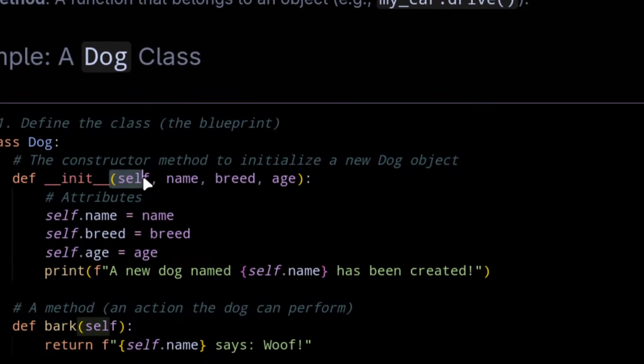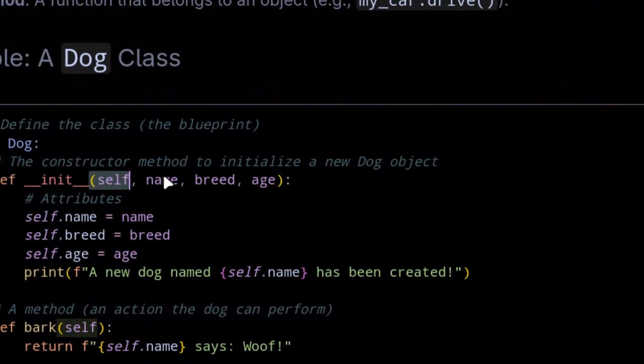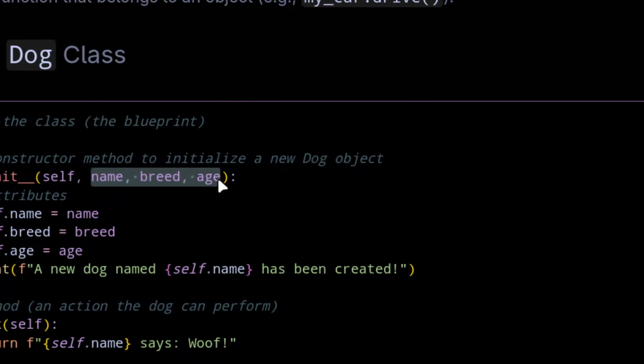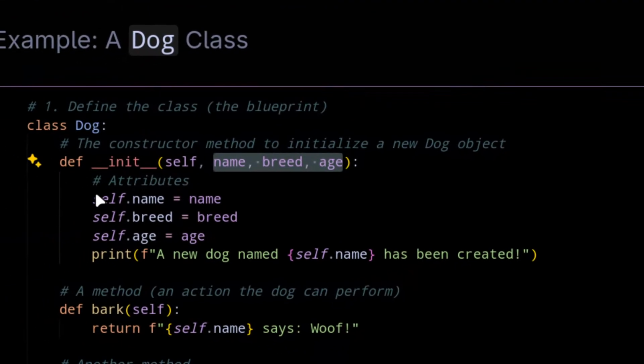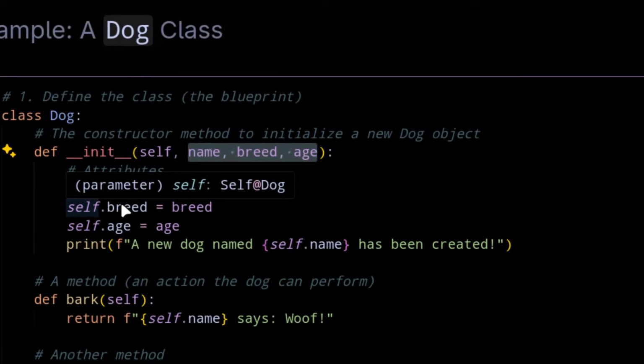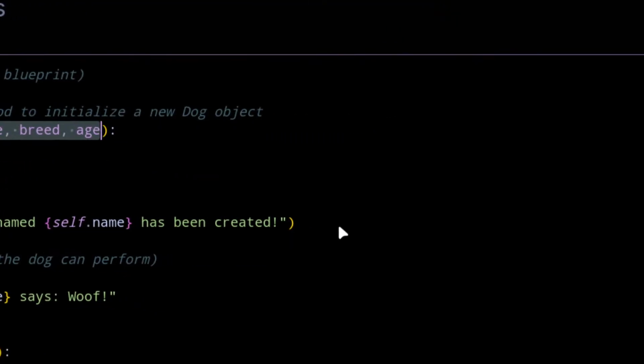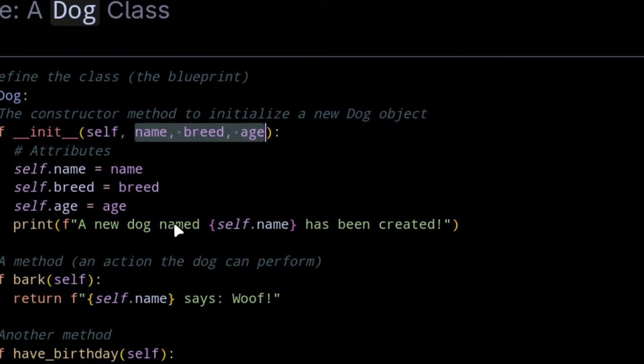Now, what is this self written? I'm going to come back to it. Don't worry. Then three variables are written: name, breed, and age. Then you will see that I am writing self dot breed, self dot age. Then I'm just printing that a new dog, a dog name, was created.